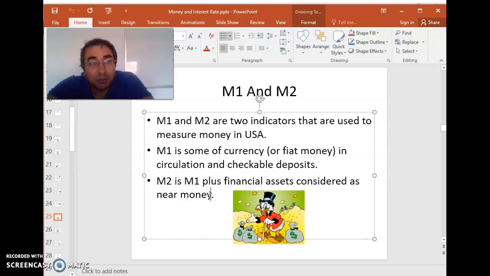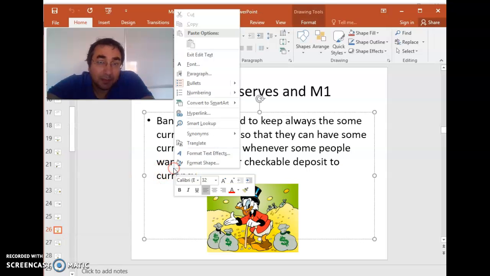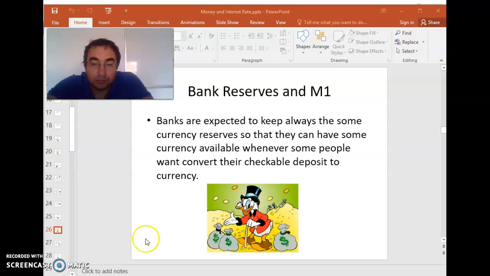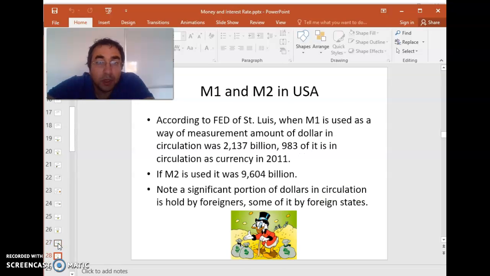So I hope the M1 and M2 concepts are clear. To repeat it, M1 is fiat money in circulation plus the checkable deposits. M2 is M1 plus all financial assets that are considered as near money. What are the amounts of them? This is something we have already seen. The bank reserves are not part of M1, and they are not part of M2.